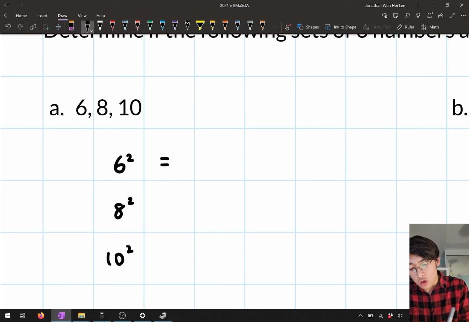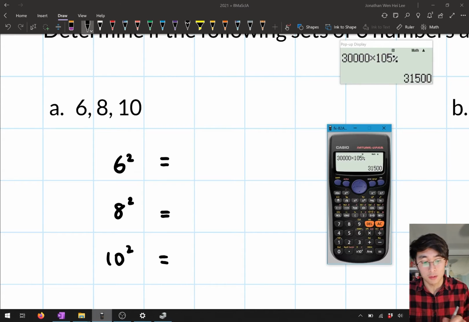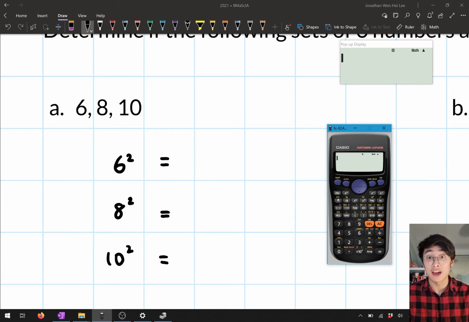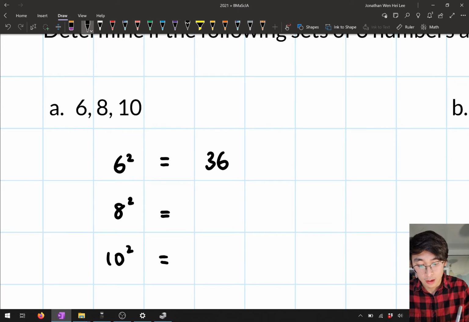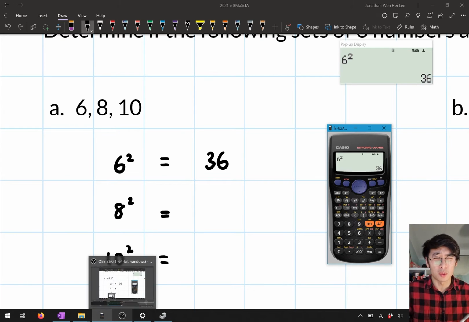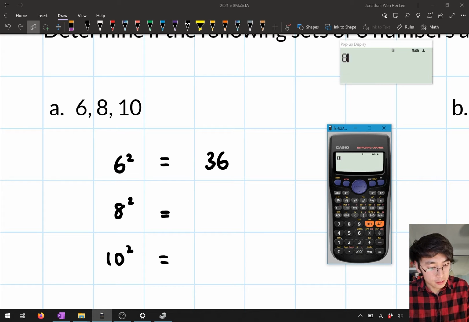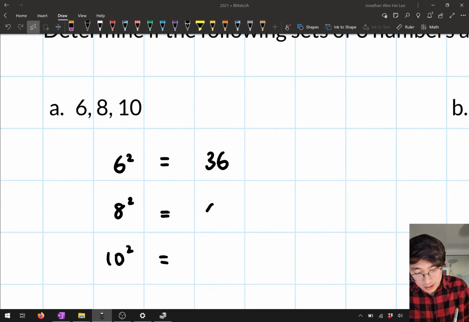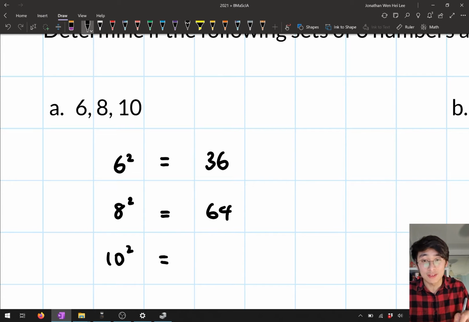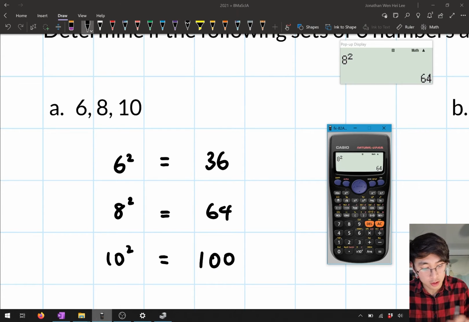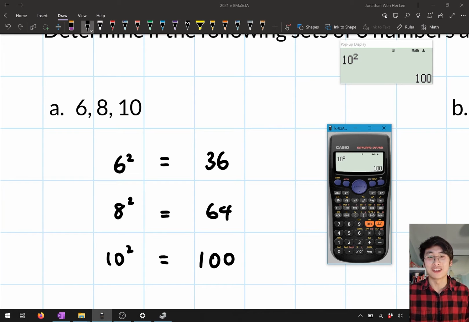And luckily for us, there's actually a shortcut on our calculator. If you have a calculator, this makes it a lot easier. If I go 6, and then there's this little button that says x squared, if I press that, it'll just square my number. So here, 6 squared is going to be 36. 8 squared, and if you know your times table, this is quite easy to rattle off. 8 squared is going to be 64. And then 10 squared, I believe, is 100. Let me just check that. 10 squared is 100. Excellent.